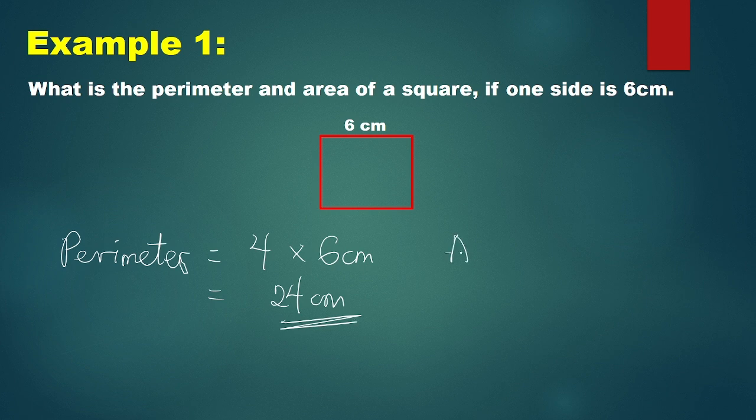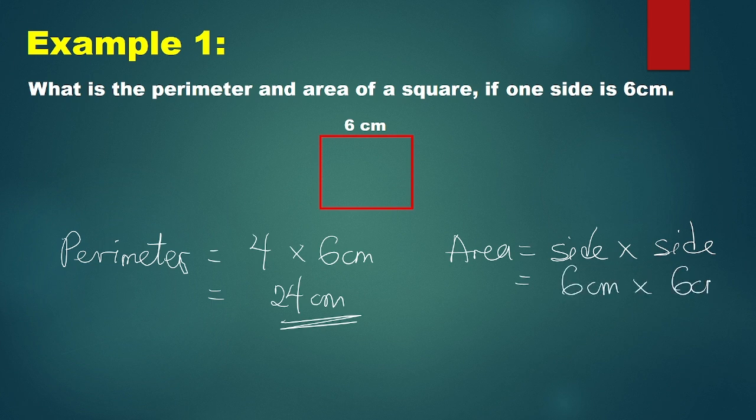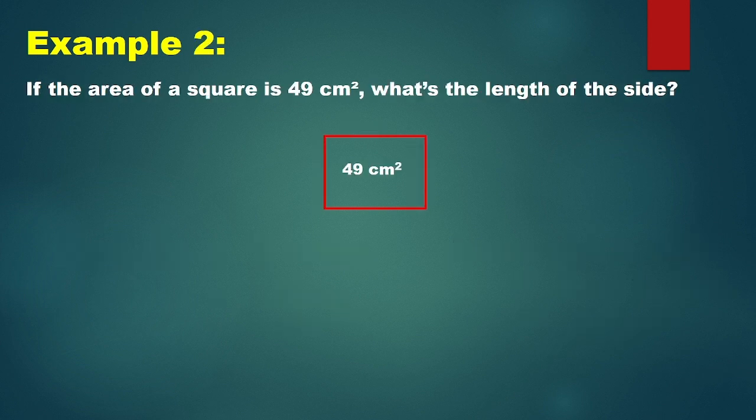And if I want to find the area, which is simply the side multiplied by itself or the side squared, this will just simply be 6 centimeters multiplied by 6 centimeters, which is 36 centimeters squared. Let's try out another example.